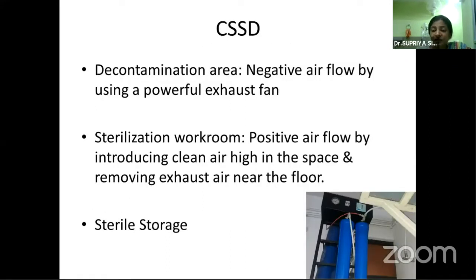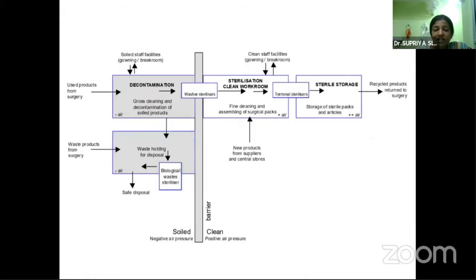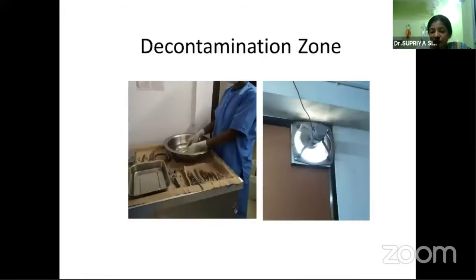CSSD should be fitted with requisite plumbing for supply of RO water of 15 ppm. The most careful CSSDs are divided into 3 areas: decontamination area, sterilization workroom, and sterile storage zone. Decontamination is the area where primary cleaning of instruments is done, and this area should always have a negative air pressure so that air does not rush out into the other spaces when the doors are open. A simple way to achieve this is by use of a powerful exhaust fan.